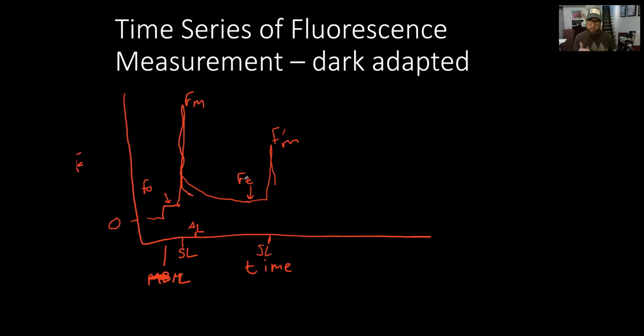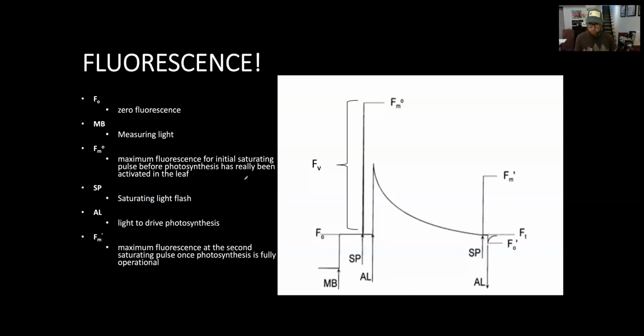The main things we need to know is that the height of that peak is telling us about both how many photosystems there are and how many of them are closed. Okay. And again, this time series I'm drawing happens in like a second. So this is all happening very quickly. So I don't know if that helped or not, but here's this diagram here.